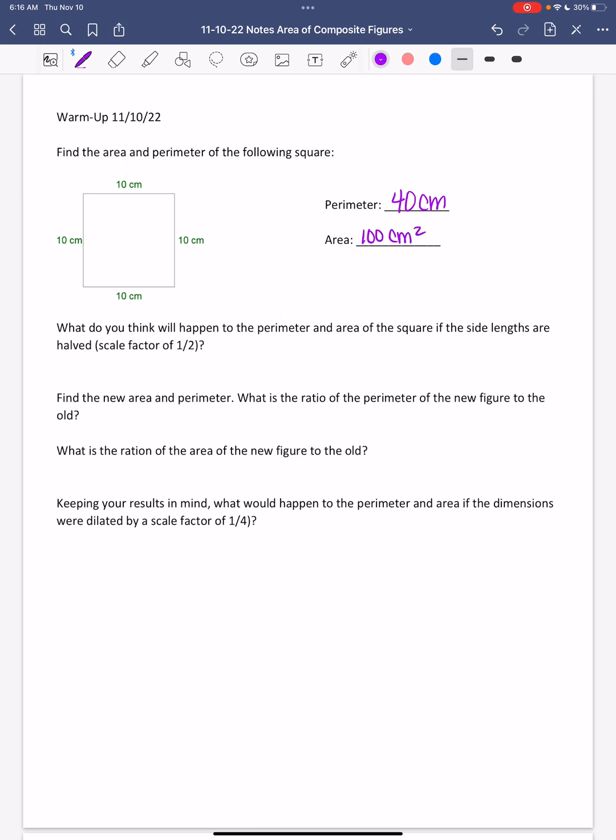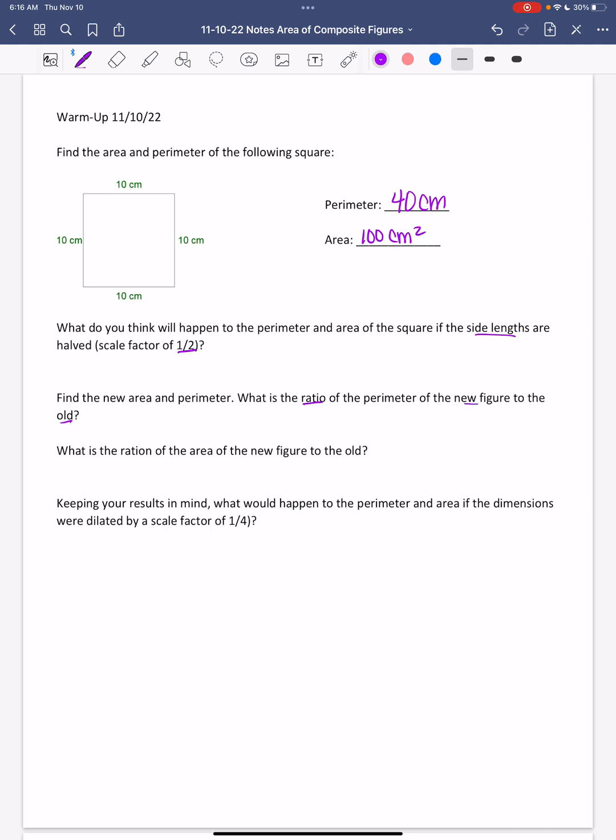So it says, what do you think will happen to the perimeter and area of the side lengths when it's a scale factor of 1/2? Now, again, guys, that means the scale factor is whenever you multiply that number times 1/2. But it's asking about the side lengths. So that's whatever y'all thought. There was no right or wrong answer. So whatever y'all thought, then you went ahead and put it there. Then it says find the new area and perimeter. And then it's asking what is the ratio from new to old.